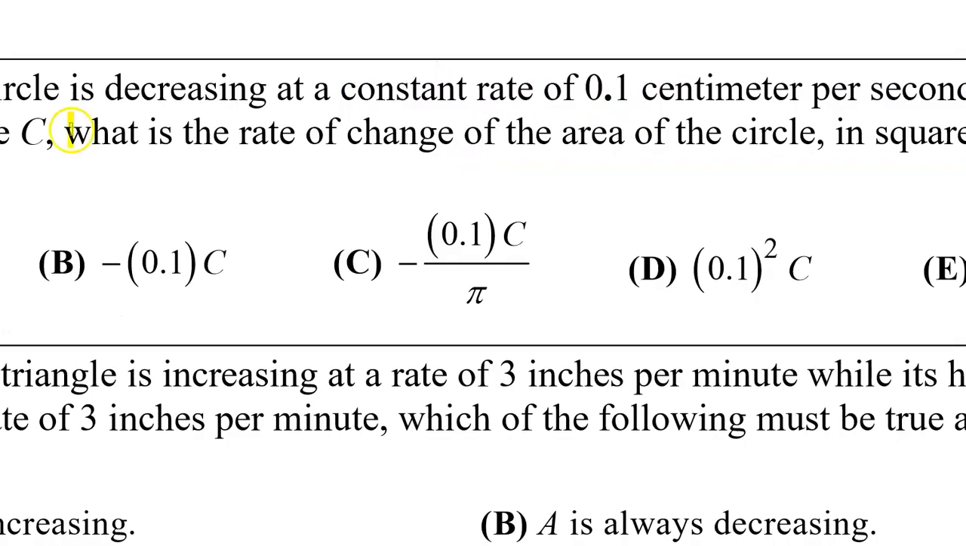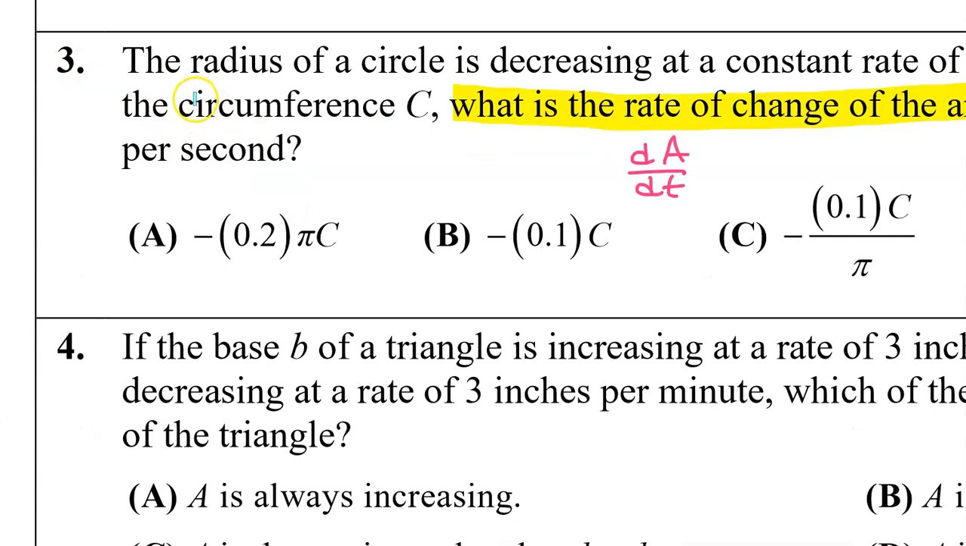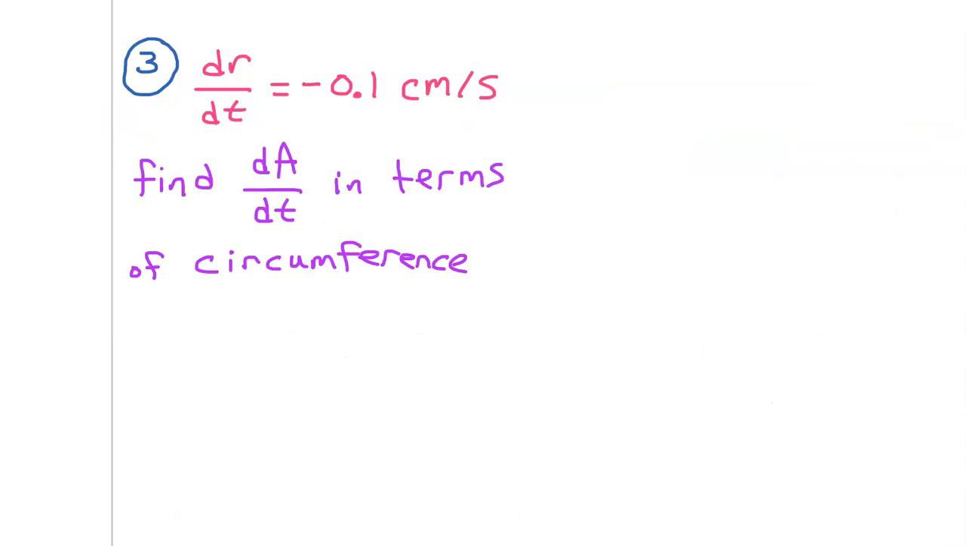They are asking us to find the rate of change of the area of the circle. So they are asking us to find dA/dt. Also, notice that they want us to find the area in terms of the circumference C. So here's the one fact that we are given, and here's the quantity we are trying to find. Since we need to find the change in area with respect to time, let's start by writing the area formula. The area of a circle is pi r squared.